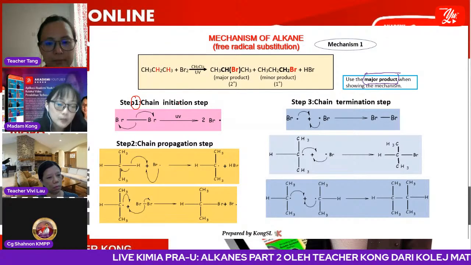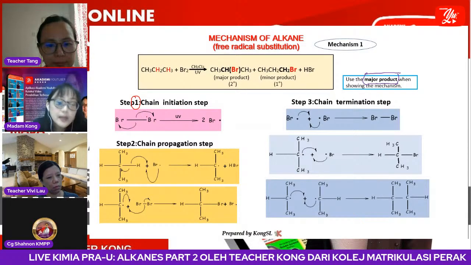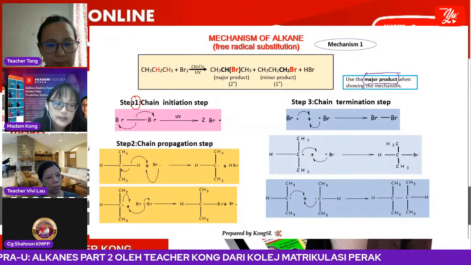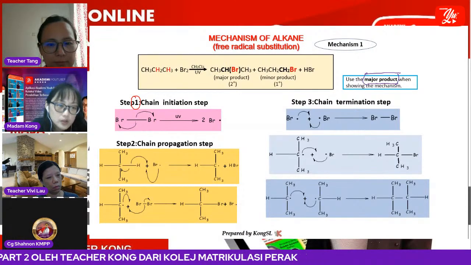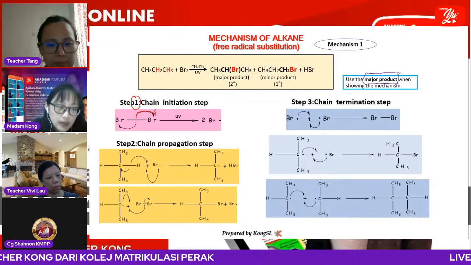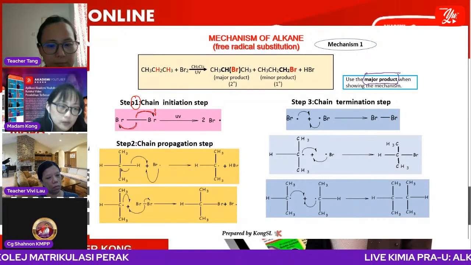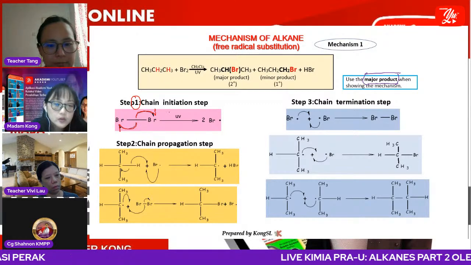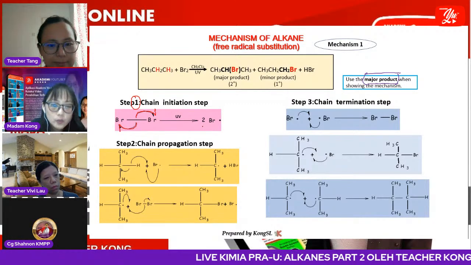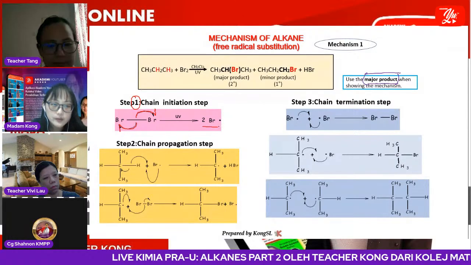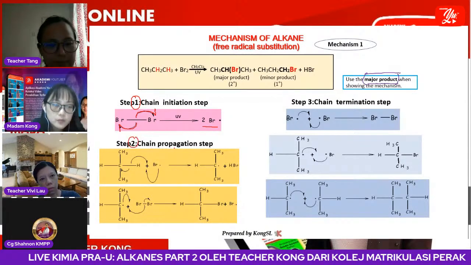It starts from the bromine molecule. The halogen is sometimes chlorine, sometimes bromine; in this case, the bromine molecule. It will split the bond by using a half arrow. This is the only mechanism where we use a half arrow. With the presence of UV, it forms two bromine free radicals. The second step is the chain propagation step.